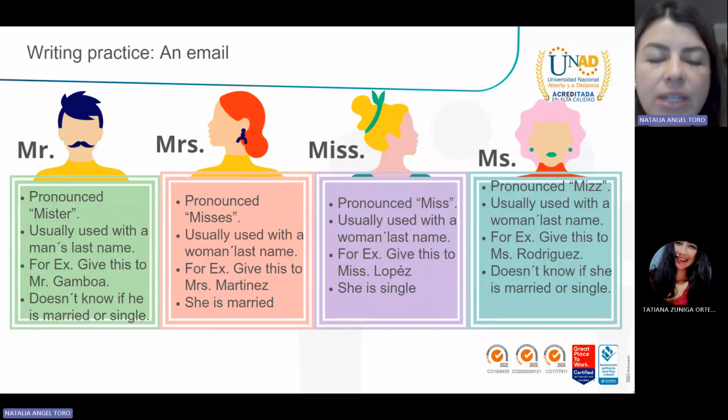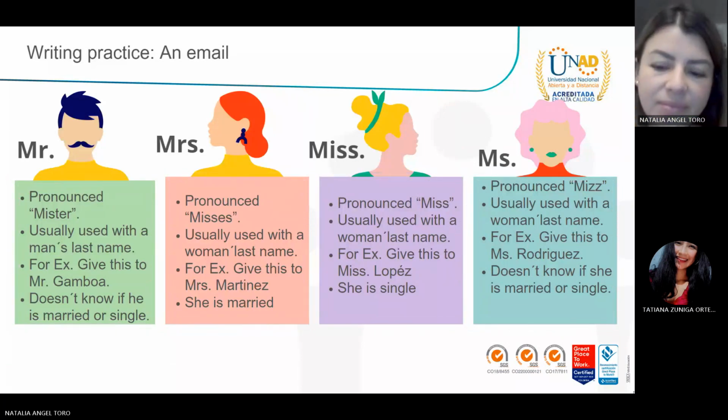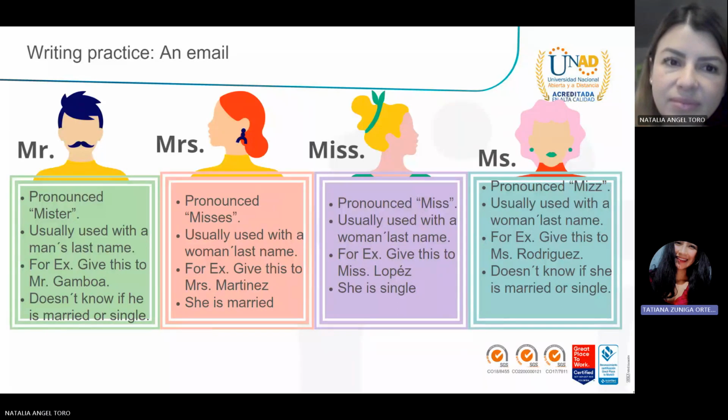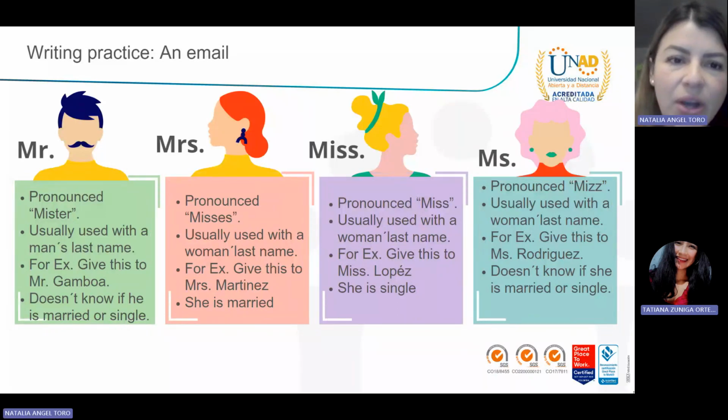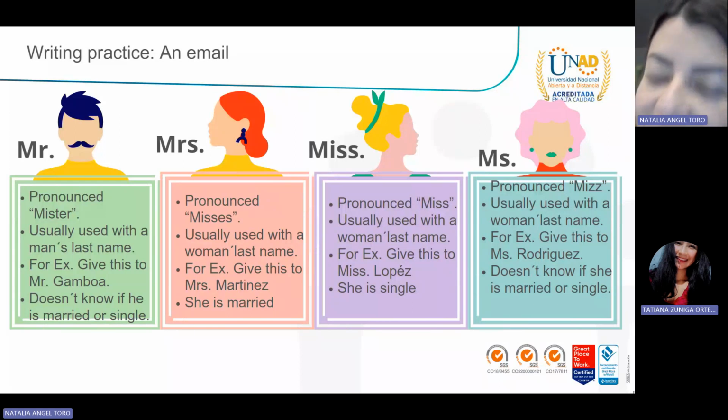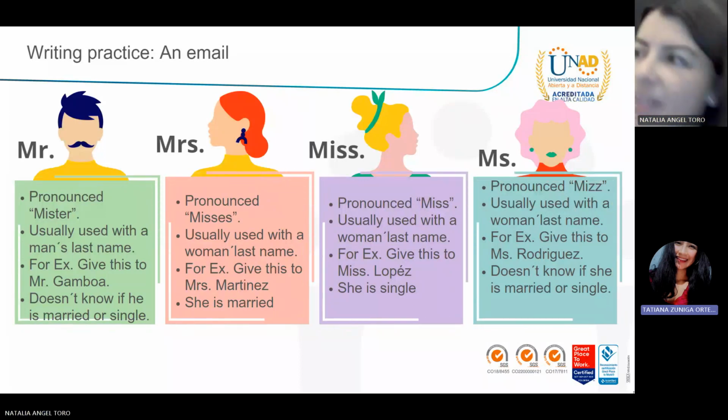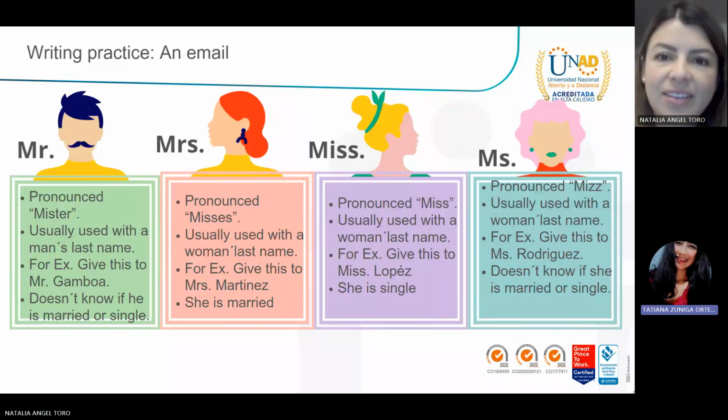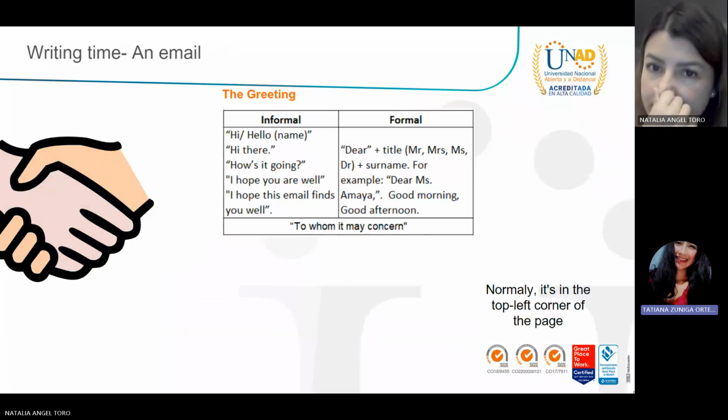So, any question about the titles? No. Bueno, okay. Pero, digamos, se pueden mezclar las dos formas, tanto informal como formal, digamos, querida señorita Tan, buenos días, espero que te encuentres muy bien. O sea, ¿podría ser eso?